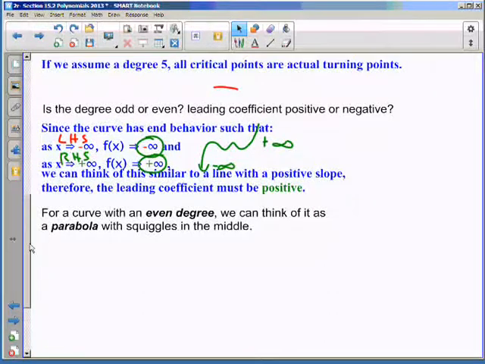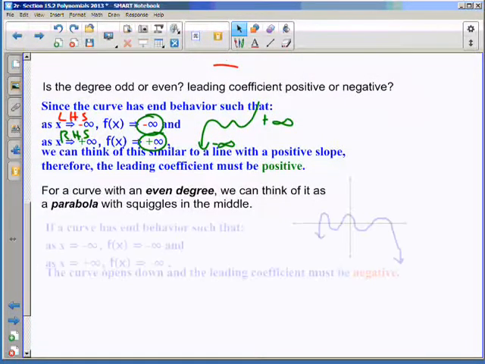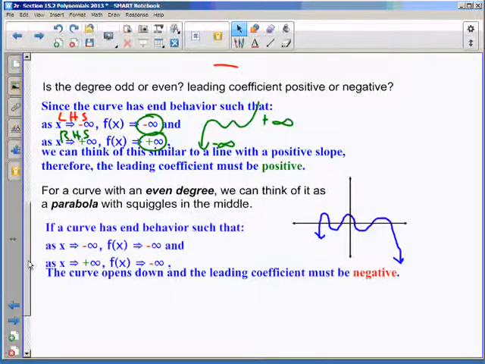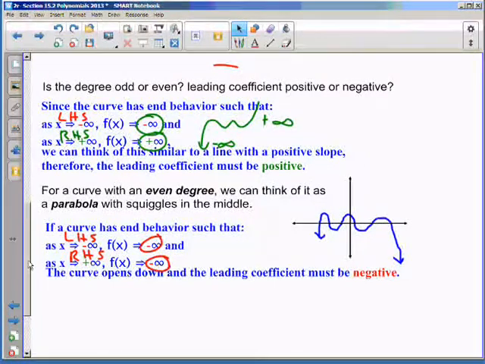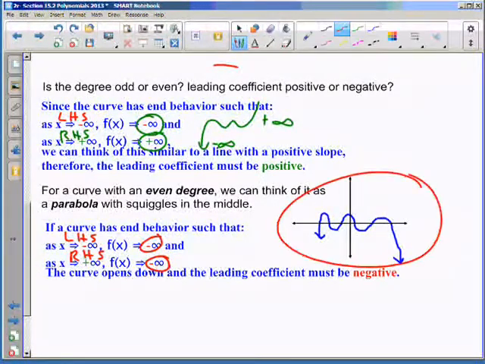For a curve with an even degree, we can think of it as a parabola with squiggles in the middle. We have an odd degree here, but if it was an even degree, we would notice that on the left-hand side it approaches negative infinity, but also on the right-hand side it approaches negative infinity, so it opens down. So the curve opens down and the leading coefficient must be negative if we had an even degree with a graph shown over here.